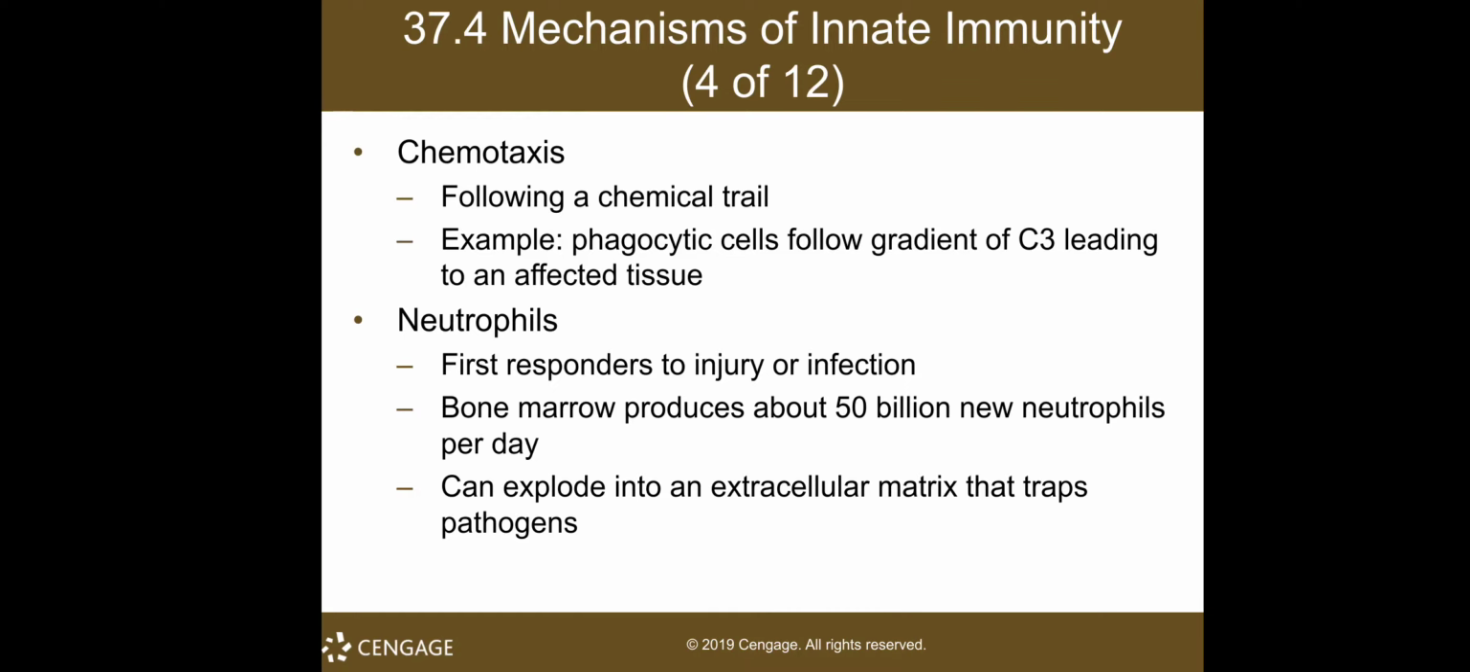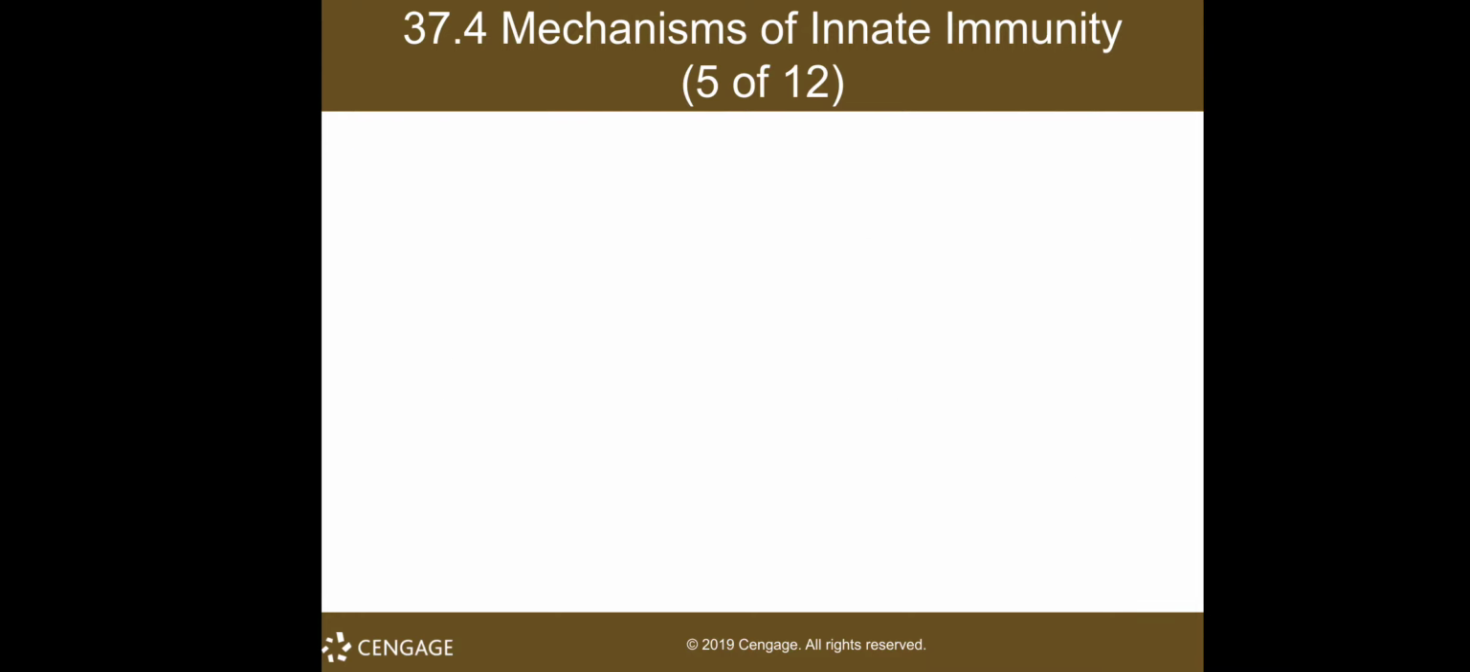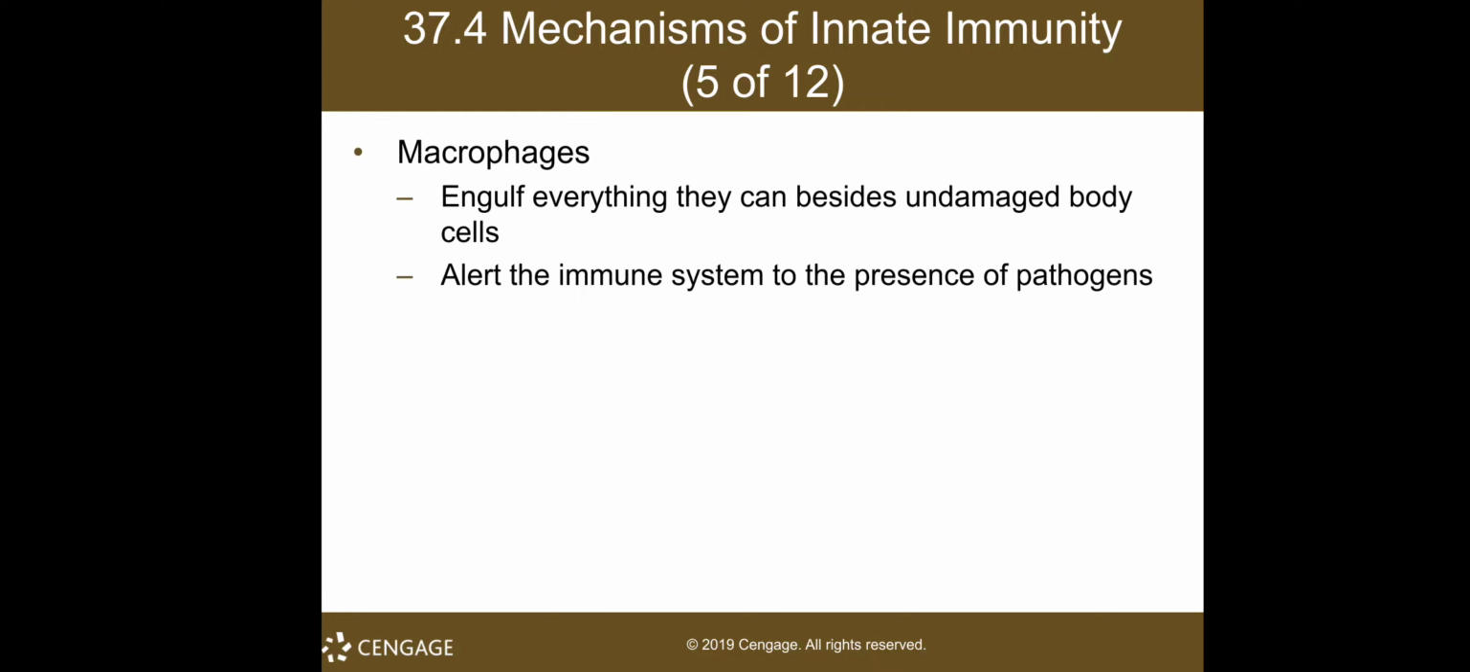Neutrophils are usually the first responders to injury or infection. The bone marrow produces about 50 billion new neutrophils per day. They can explode into the extracellular matrix that traps the pathogens. Some of them are like kamikaze pilots that explode upon contact with the pathogen, and then they release their toxic substances that kill off the pathogens.